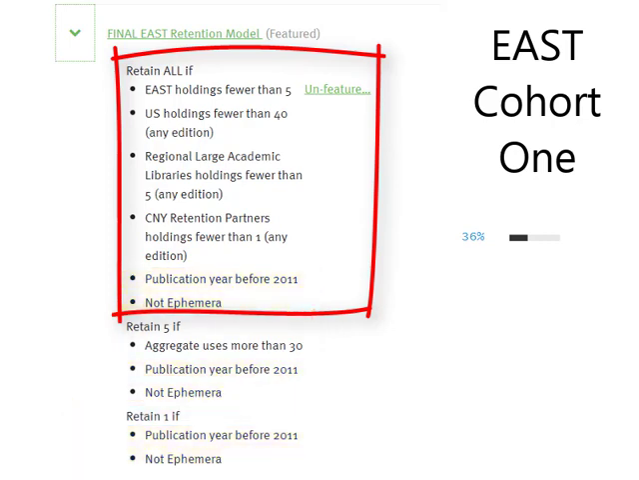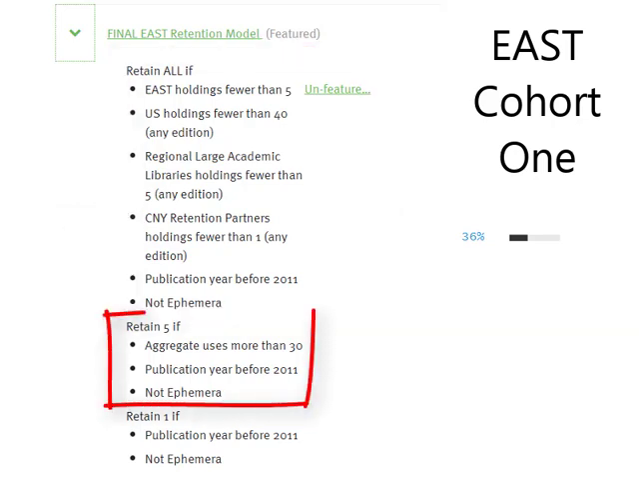Like SCELC, this group agreed to retain all scarcely held titles. But the East definition of scarcely held cast a considerably wider net. For East, titles held by fewer than 5 participant libraries, and fewer than 40 U.S. libraries, and fewer than 5 large academic libraries in the region, and not retained by Connect New York retention partners, were defined as scarce.